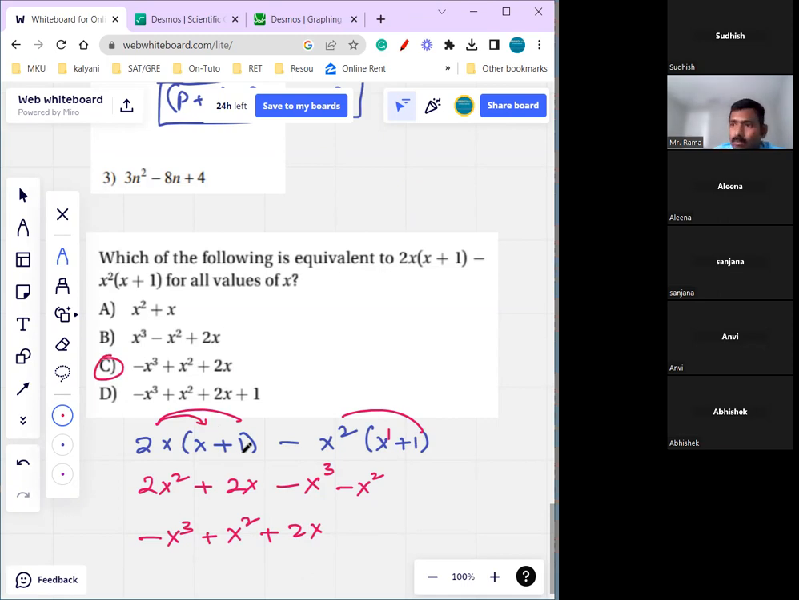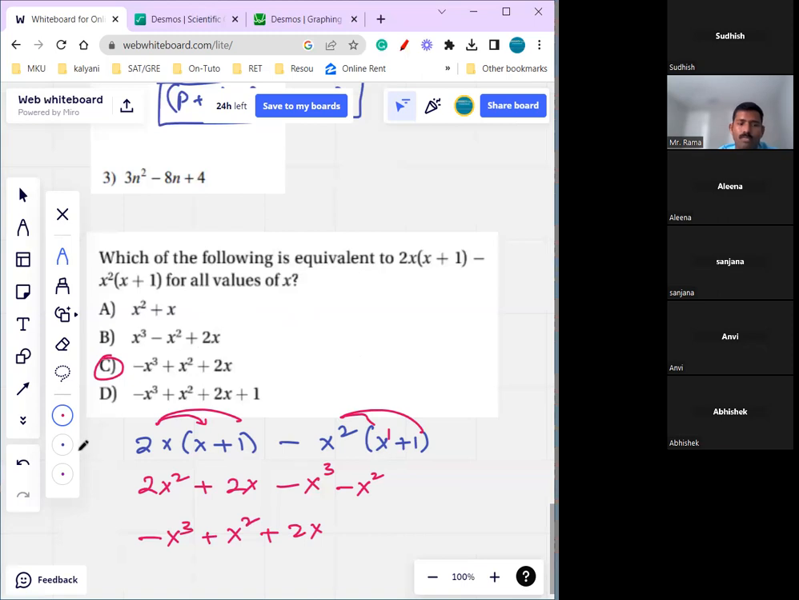Okay. Now, how can we do these questions a little faster? Obviously, these steps, distributing and all, there's nothing wrong with that. You can always work the same way. But again, this is a timed test, so you want to do it faster.